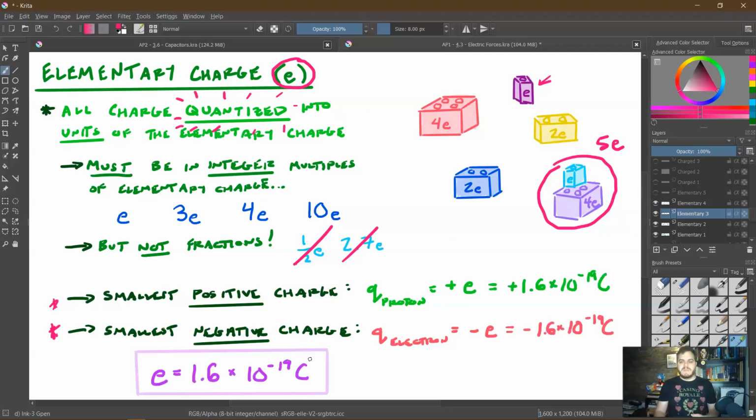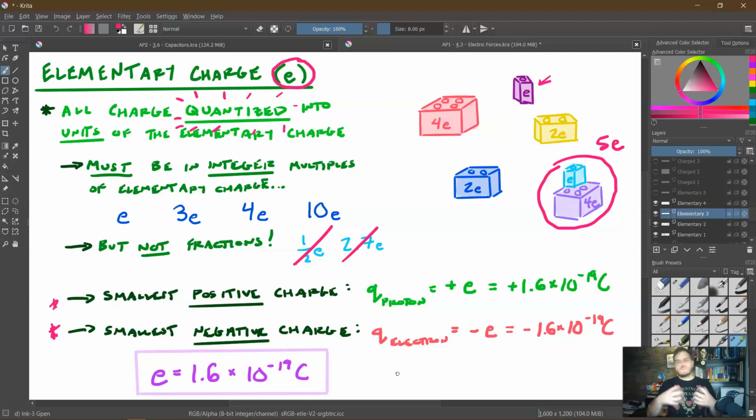Now, the elementary charge, its actual value is 1.6 times 10 to the negative 19 coulombs, meaning that the charge of a proton is positive 1.6 times 10 to the negative 19 coulombs. The charge of an electron is negative 1.6 times 10 to the negative 19 coulombs. So, to make sure we fully understand, if we have one electron, let's say we have an object, it has one extra electron, then it would have an overall charge of negative 1.6 times 10 to the negative 19 coulombs.